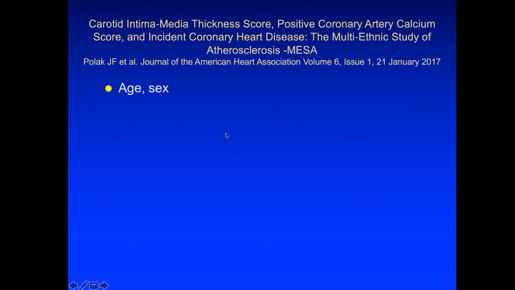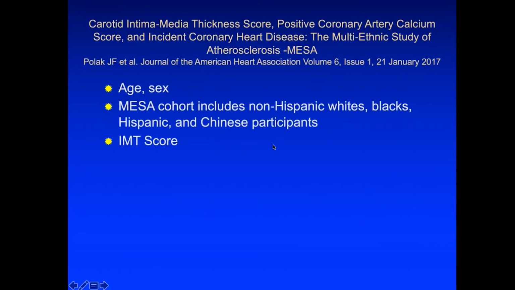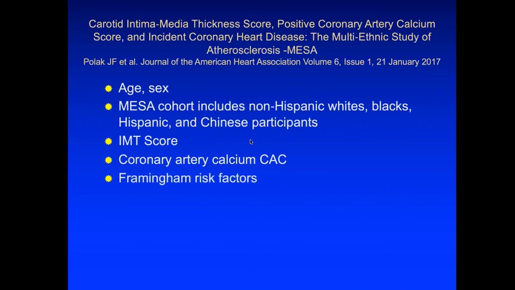In this paper, they considered age, sex. They included ethnic groups: non-Hispanic whites, blacks, Afro-descendants, Hispanics, and Chinese participants. So they propose an IMT score compared with coronary artery calcium by CT, or with the Framingham risk factors. They are also proposing different types of measurements, and the places we have to standardize. Again, I say, the places where the carotid will be measured.